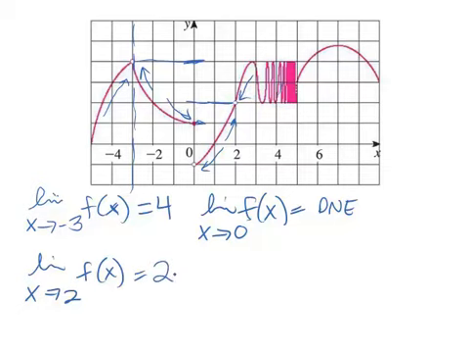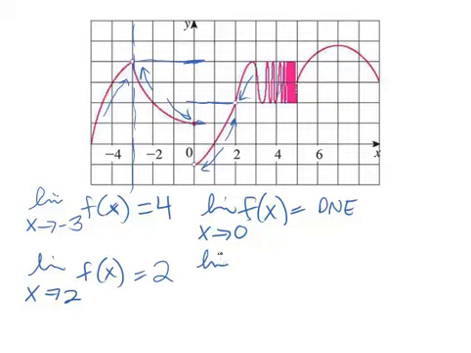Now remember, the function does not need to be defined at the point. It is the function value that we get closer and closer and closer to as we get closer and closer and closer to an x value of 2, but not equaling 2. So even though the function is not defined here and it wasn't defined at -3, that didn't matter. We were looking for the value that we were approaching.